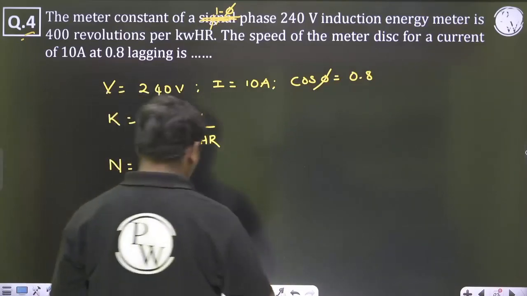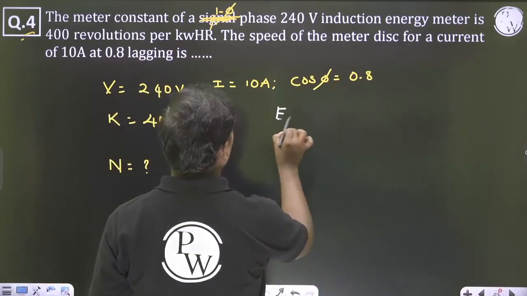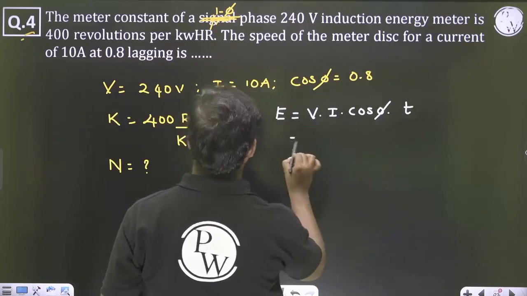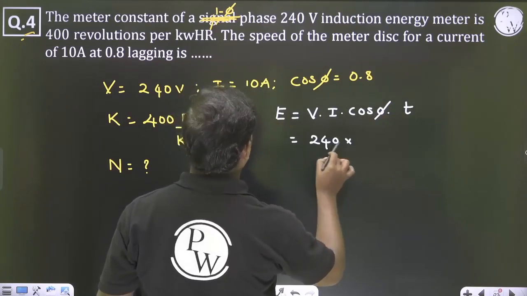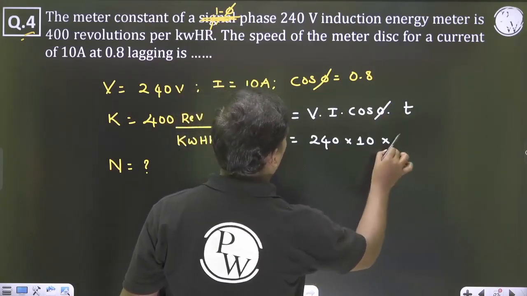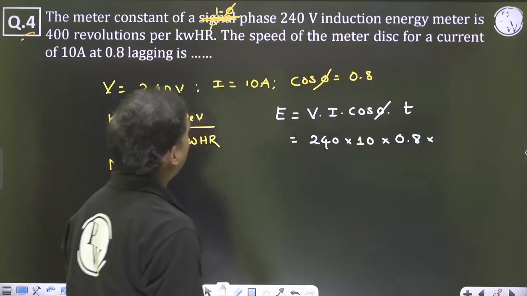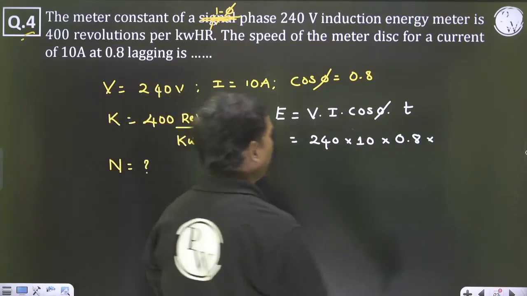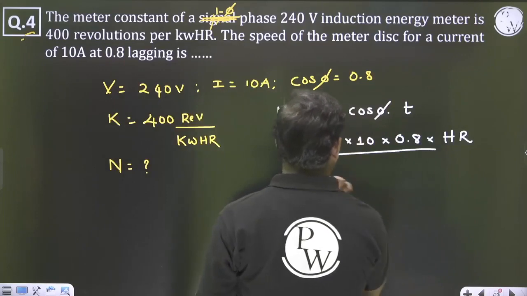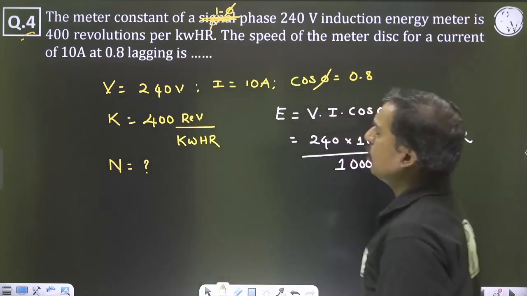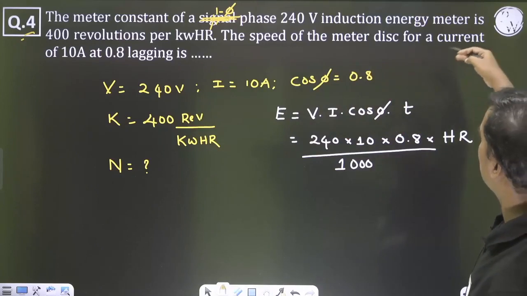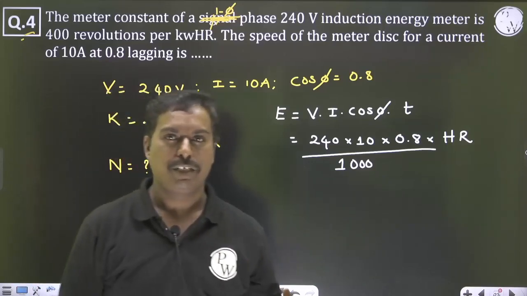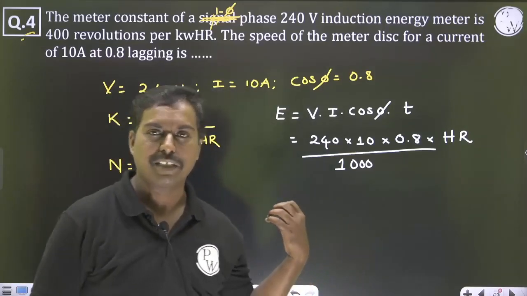Okay. So first let me calculate the energy. Energy is equal to VI cos phi time. V is 240. Current is 10 amperes. Cos phi is 0.8. Time: when nothing is given, you can take 1 hour. Why? The meter constant of a single phase 240 volts induction energy meter is 400 revolutions per kilowatt hour. So when time is not mentioned, please take 1 hour. Why? Because the unit standard we are taking is kilowatt hour.